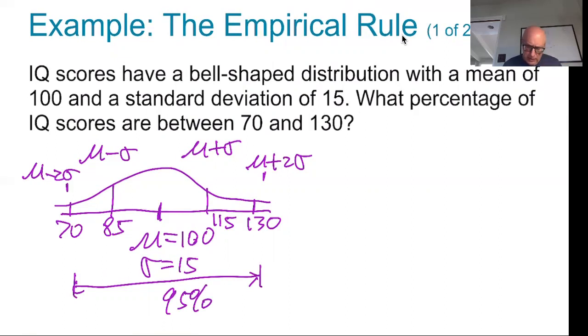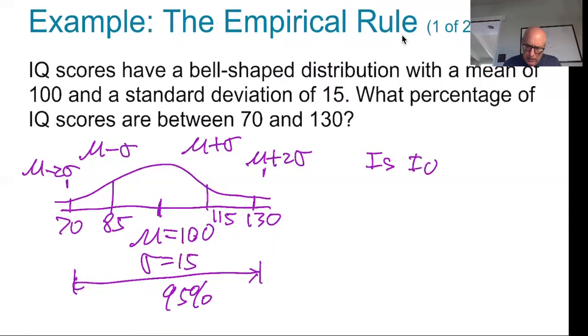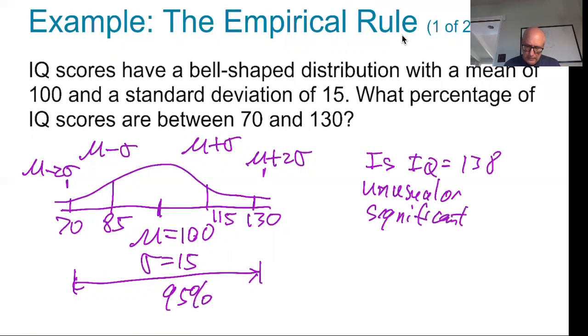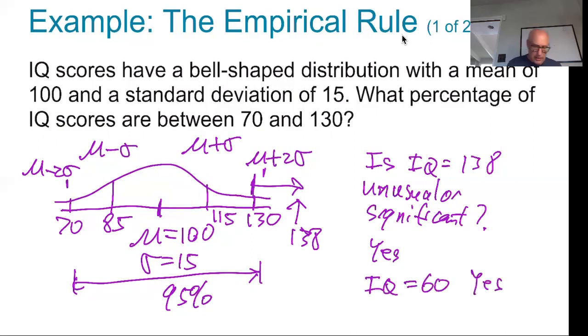So if I ask you, is an IQ equal to 138, is that unusual or significant? Well, you would say yes, because 138 lies above two standard deviations. Same thing if I said, how about an IQ equal to 60? You would say yes, because 60 is out here, which is more than two standard deviations below the mean.